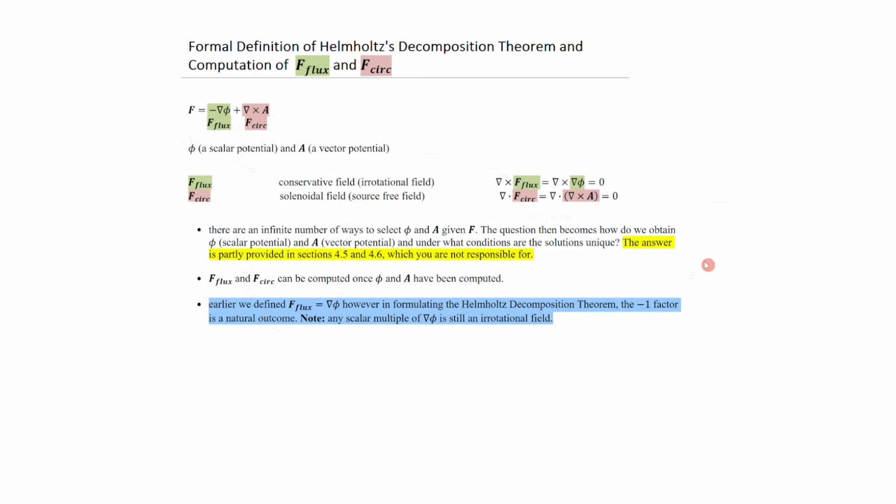This is the main issue, though, that you can basically prescribe any vector field as a combination of an irrotational field and a source-free field, sometimes called a conservative field and a solenoidal field. It's a general notion that F flux and F circ can be computed once phi and A have been computed. So there are general techniques for doing that. Earlier we had defined F flux equals grad phi. However, in formulating the Helmholtz decomposition theorem, the -1 factor is a natural outcome of the theorem. This is basically what the theorem states. Nevertheless, any scalar multiple of grad phi is still an irrotational field.